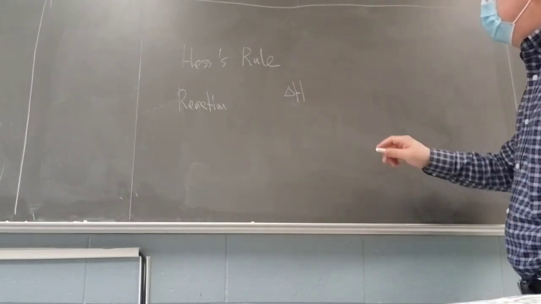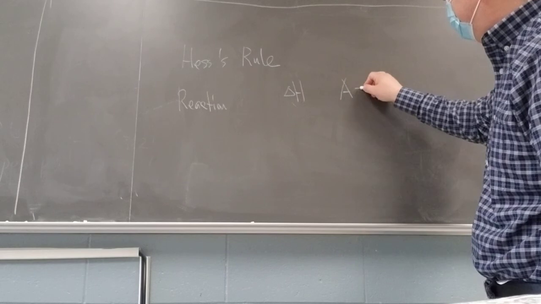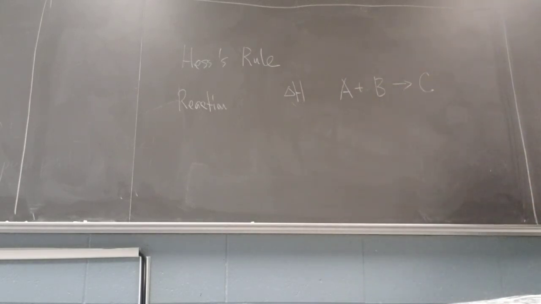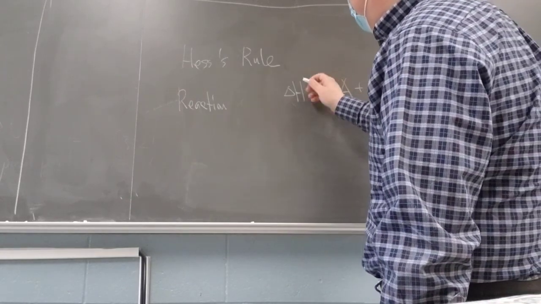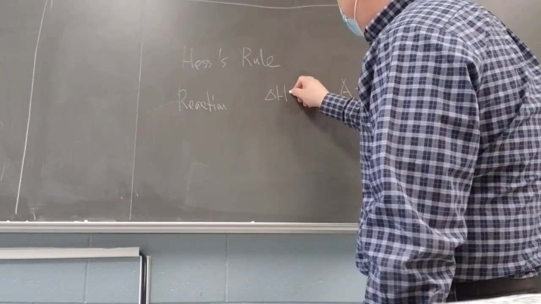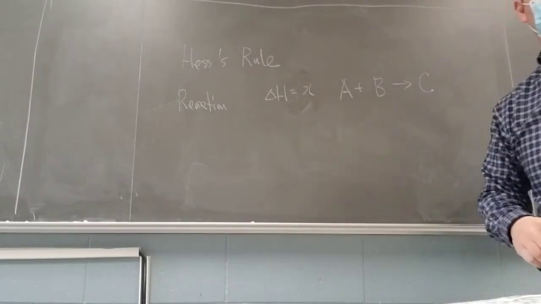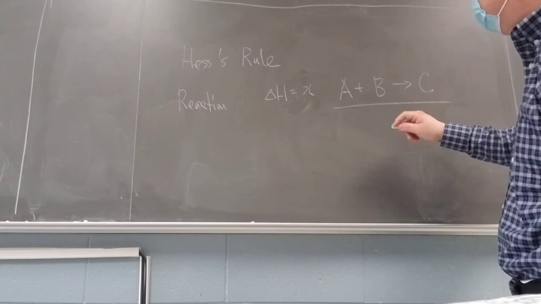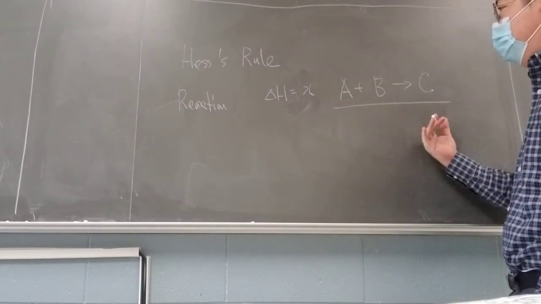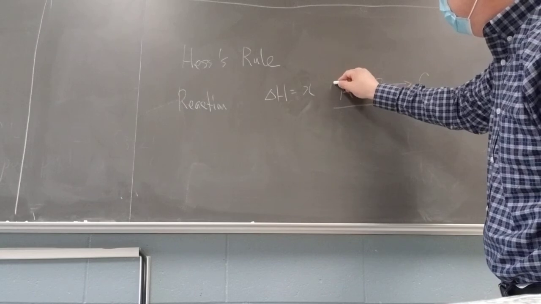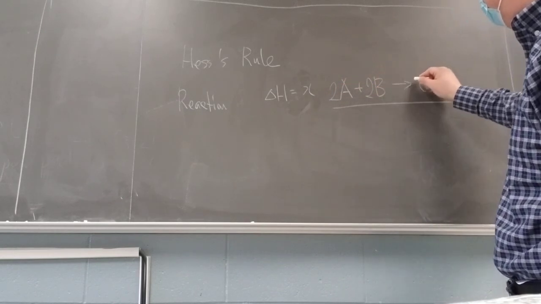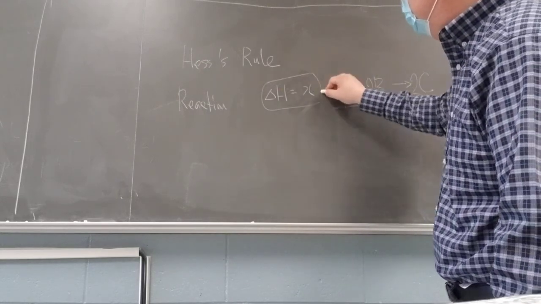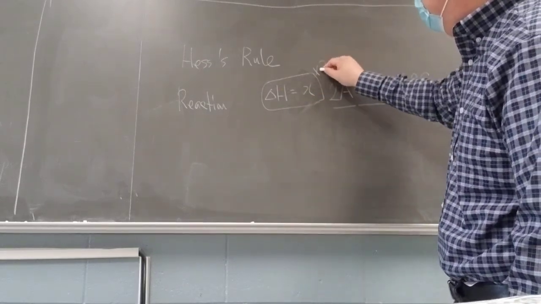Okay. So if that is maybe A plus B makes maybe C over here, maybe your enthalpy change is X. Okay, just X, some unknown number here. Whenever you have this reaction, you can actually multiply both sides of the chemical reaction. So you can do 2A plus 2B makes 2C. In this case, the enthalpy change of that reaction can also be doubled as well.